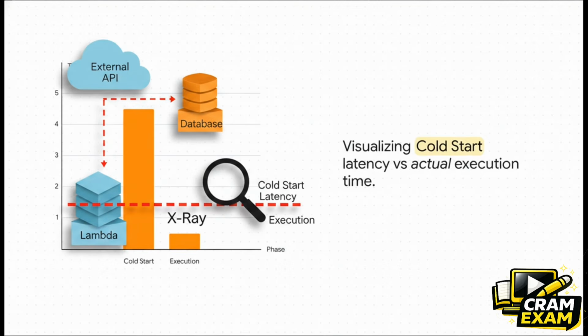Now here's where this gets even more interesting. What if the external API is fast, the database is lightning fast, but the total Lambda duration is still inexplicably slow? Well, X-Ray actually exposes the exact initialization time of your Lambda execution environment. It physically draws a line right on your trace, visually separating the cold start latency from your actual code execution time. With this, you can definitively prove if your API is just suffering from cold starts rather than bad code.